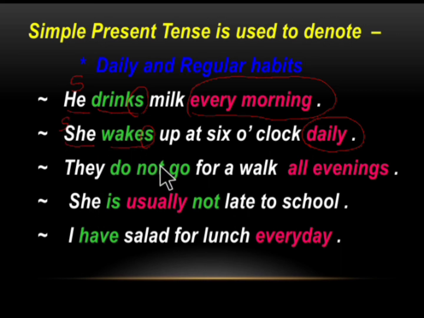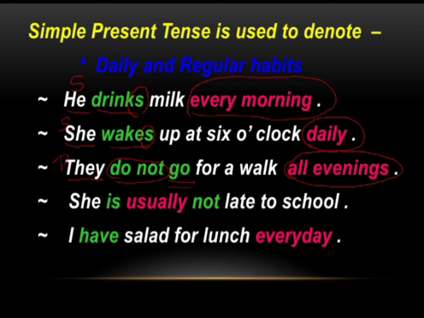They do not go for a walk all evenings. Here all evenings again refers to the daily activity. And do not go. Here go is actually the verb. Since it refers to a negative action, we use do not. So they do not go for a walk all evenings. Here they is considered plural. So we use simple present tense in affirmative sentences and also in negative sentences. I have already taught you the affirmative sentences and negative sentences.